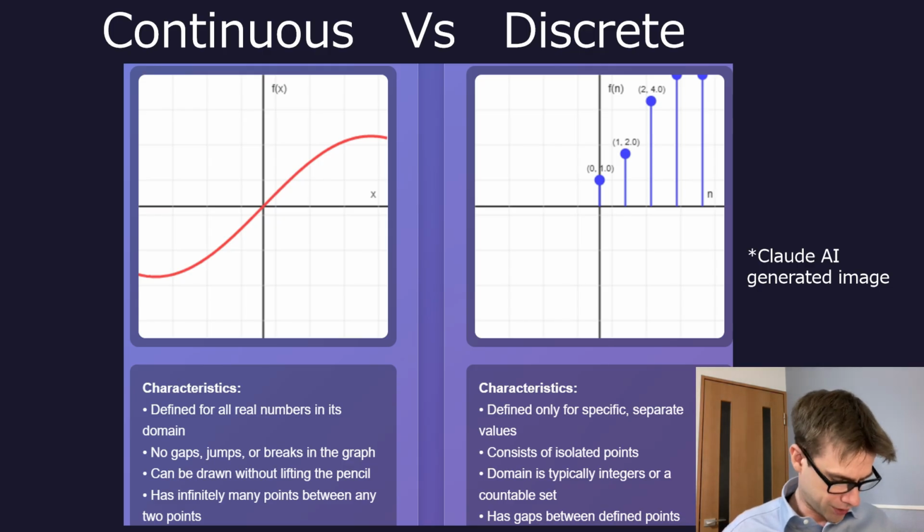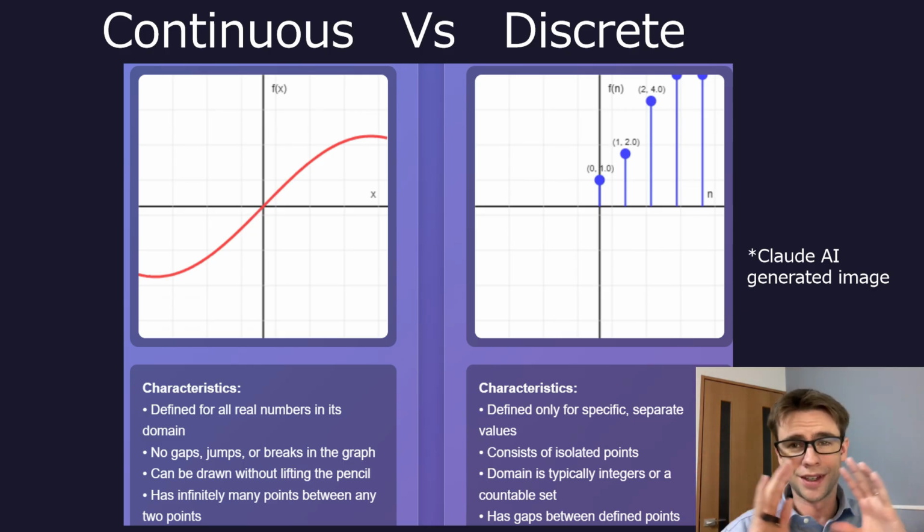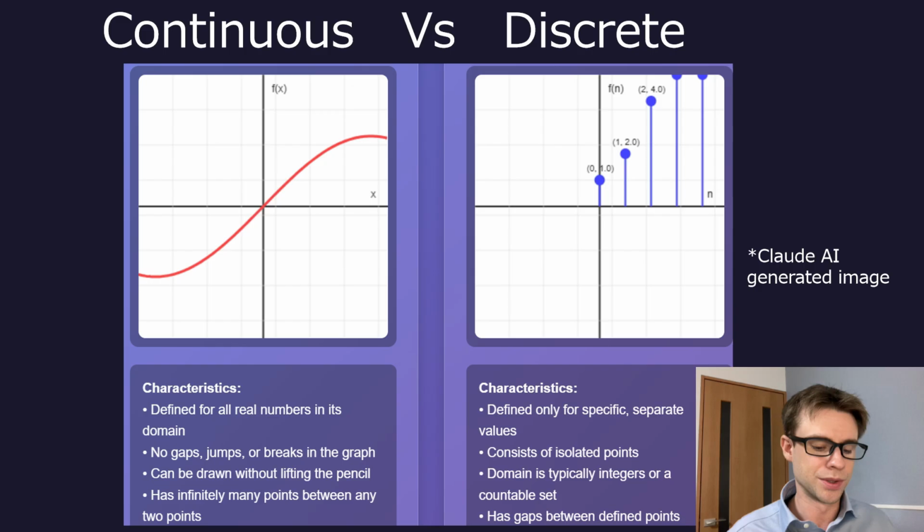And it has infinitely many points between any 2 points. So you could zoom in on this at any location on the line and there'd be no breaks. You can zoom in forever, infinitely, essentially. So those are continuous functions, things like most polynomials, sine and cosine functions, nice continuous functions.